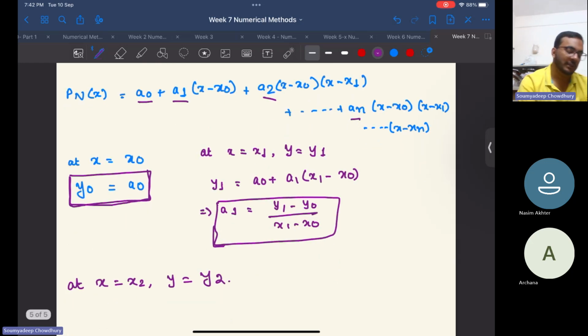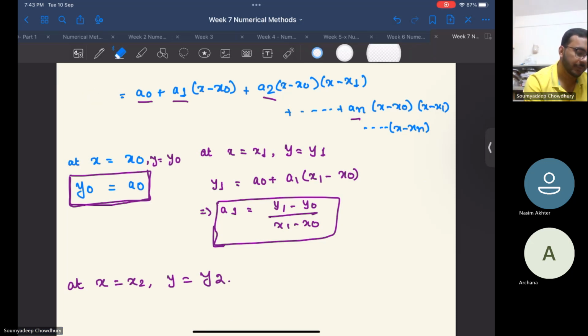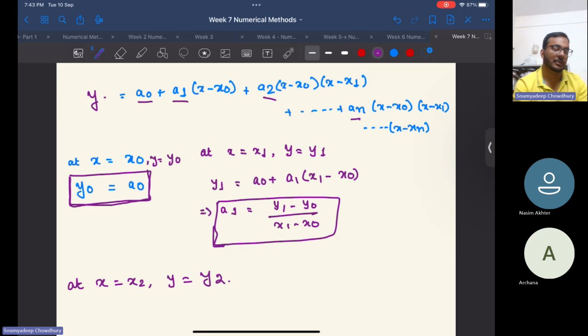So we know at x equal to x naught, your y is equal to y naught. So in this equation, we substitute x equal to x naught and y equal to y naught. The left hand side, I'll write it as y, so y is equal to y naught. The first term is a naught, and all other terms reduce to 0 if we substitute x equal to x naught. So we get y naught equals a naught.